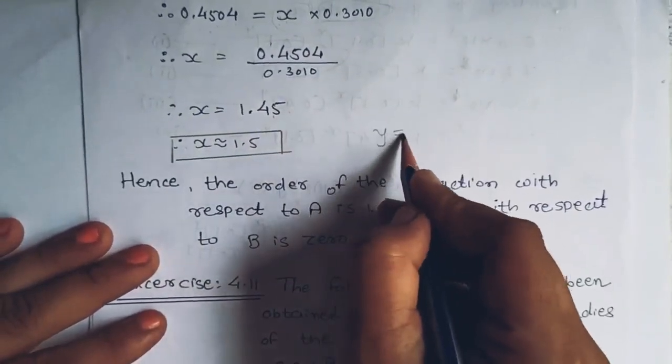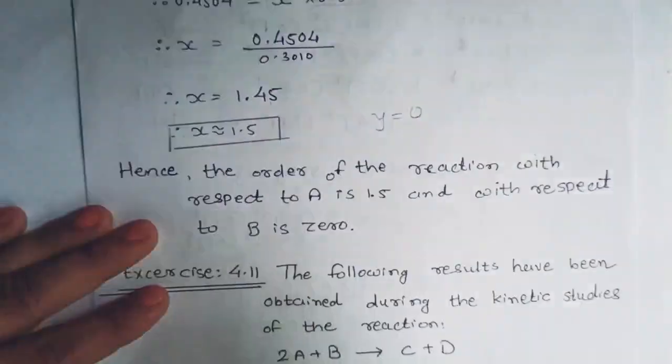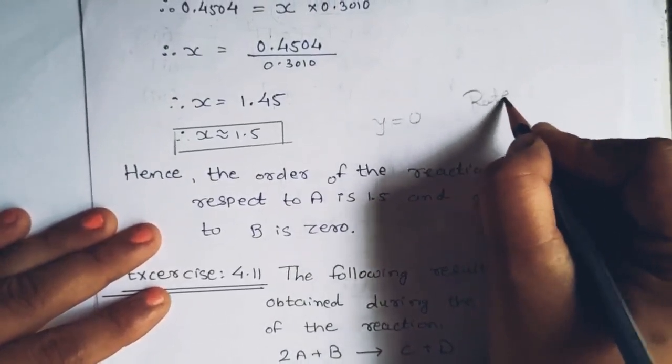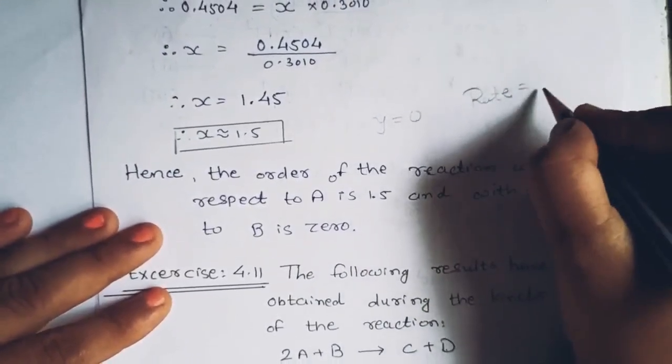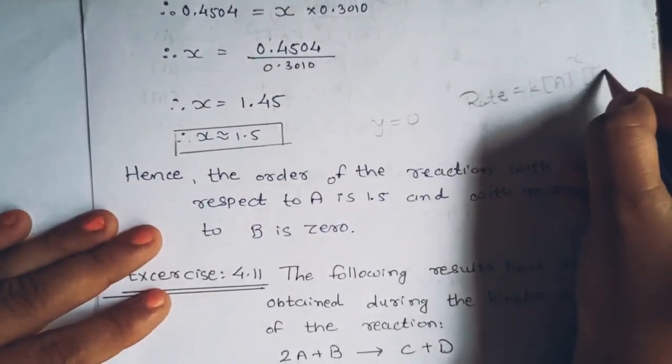First you got y equal to 0 and x equal to 1.5, right? And if you talk about our rate equation, rate law, rate equal to, suppose that k into A power x and B power y, right?